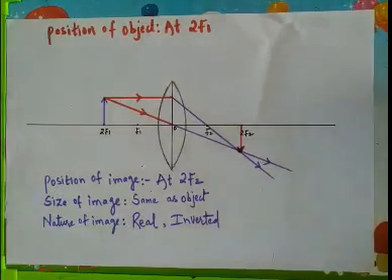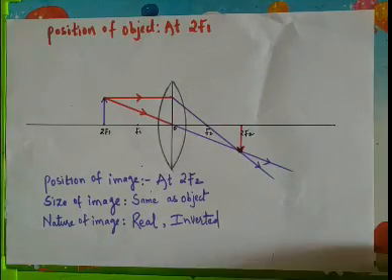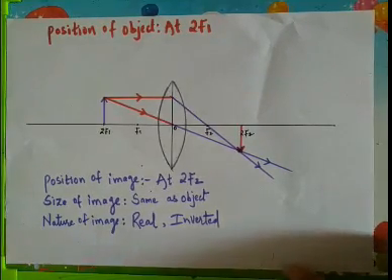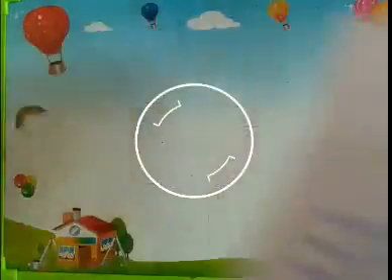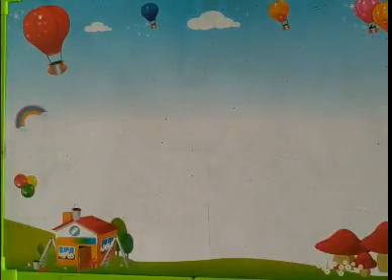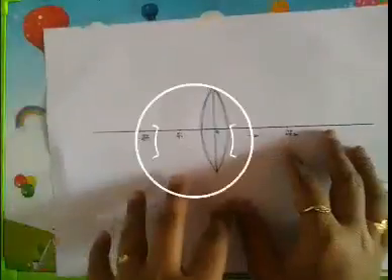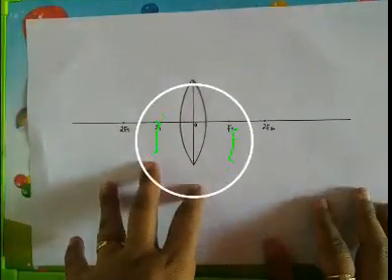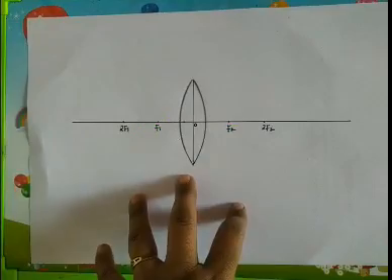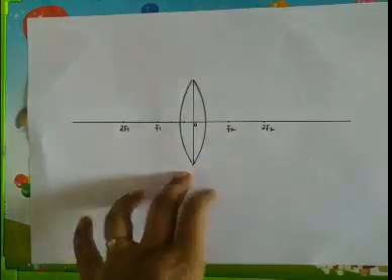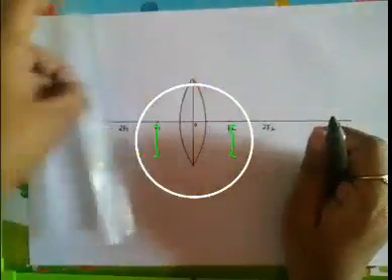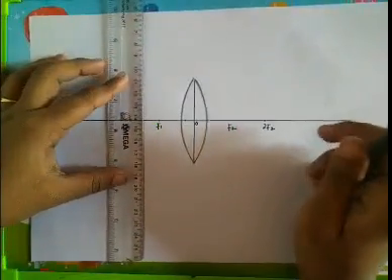Okay, now we will see case 3. Case 2 is done. For case 3, again I have already drawn a convex lens. Now I am going to keep the object between 2f1 and f1.